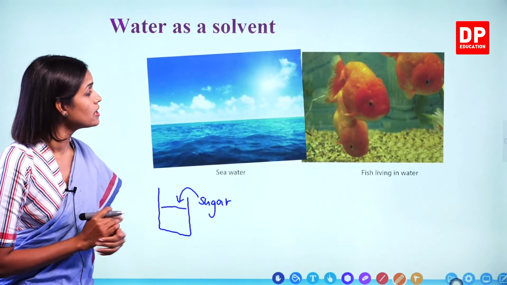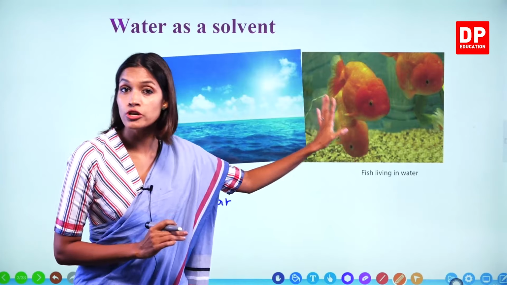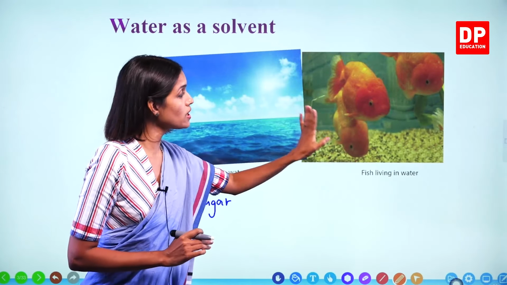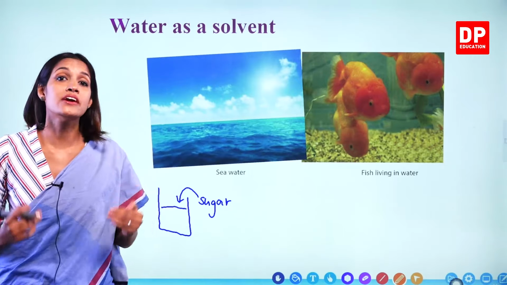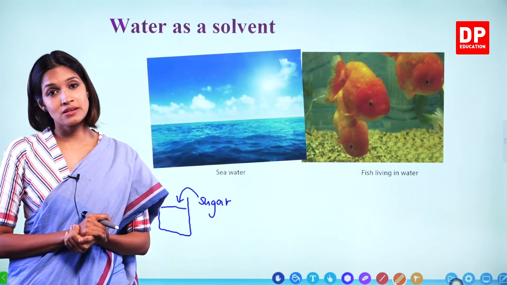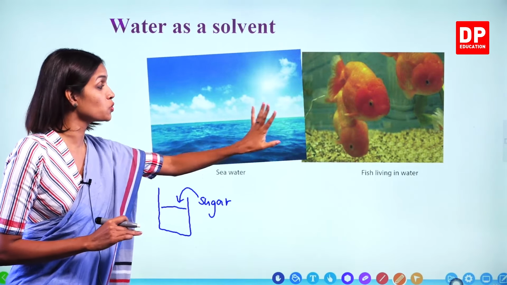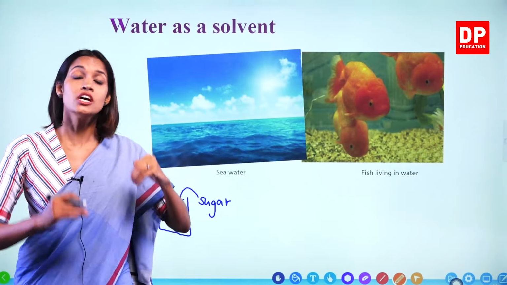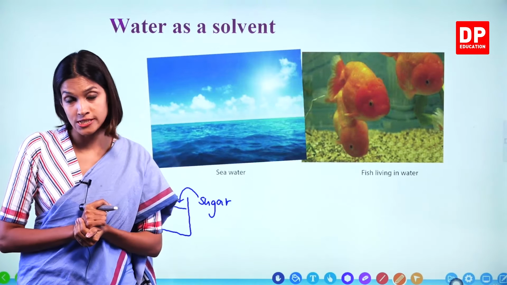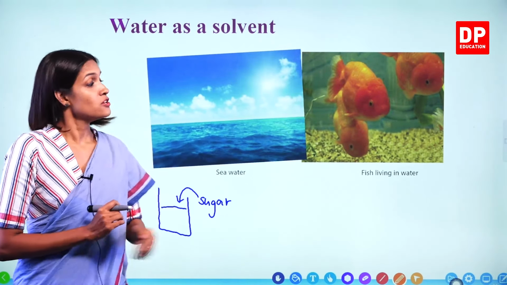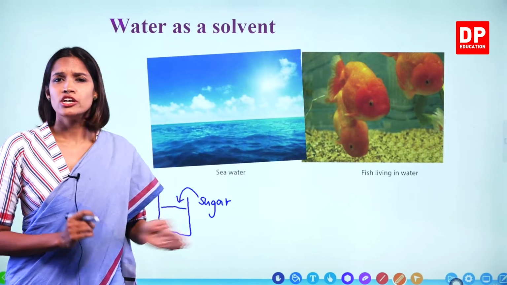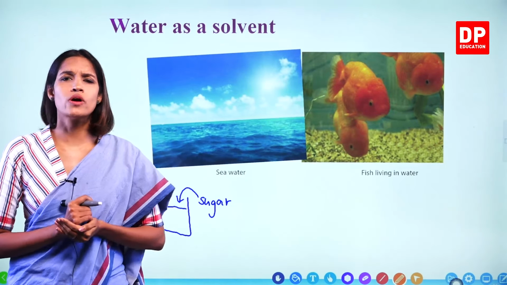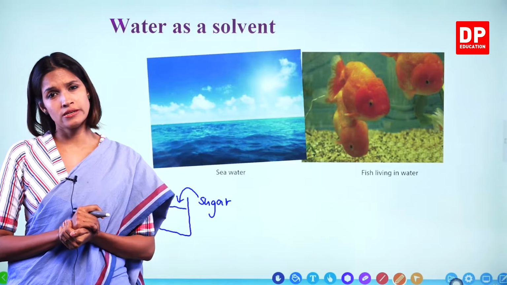For example, if water cannot dissolve oxygen in it, what will happen to these aquatic animals and aquatic plants? They will die without oxygen. That is because these aquatic organisms absorb the oxygen that is dissolved in water. Understand? So that is why water is a very good solvent. You can consider water one of the best solvents in the world.